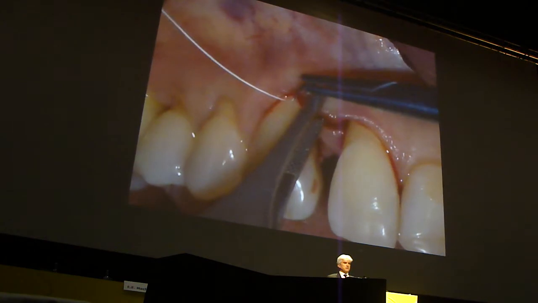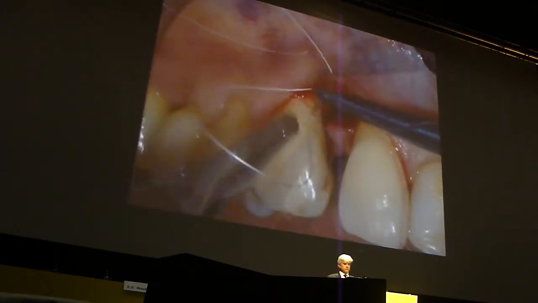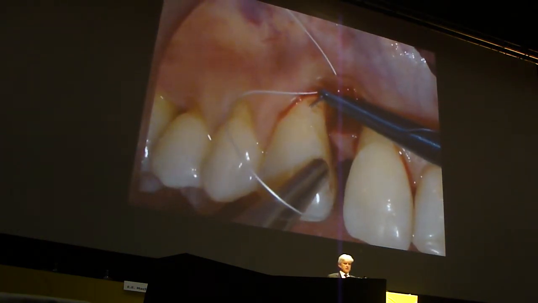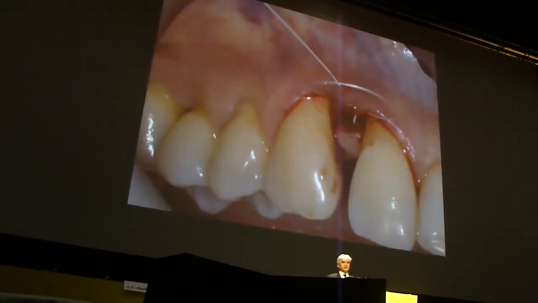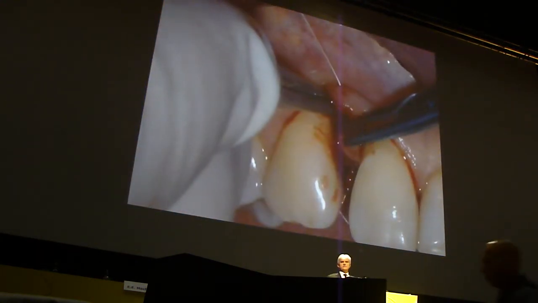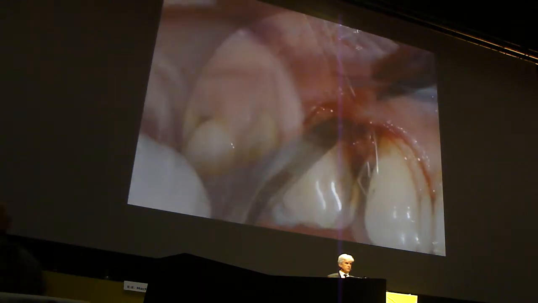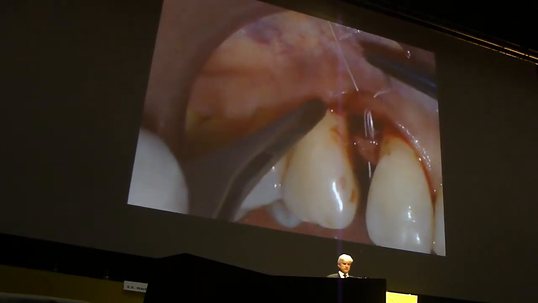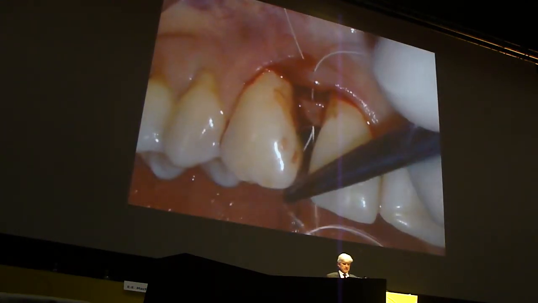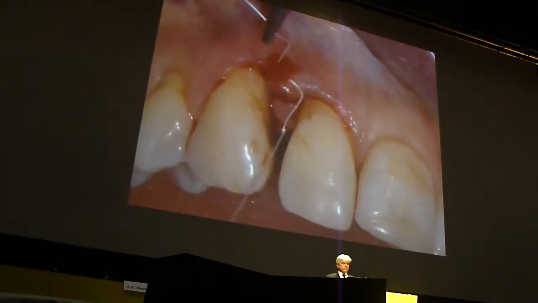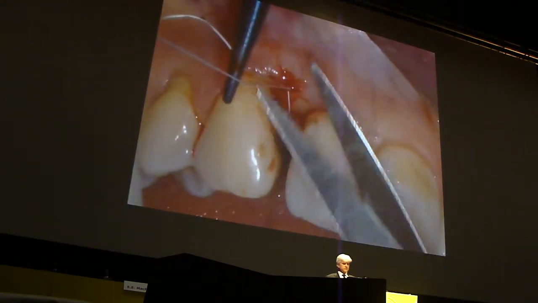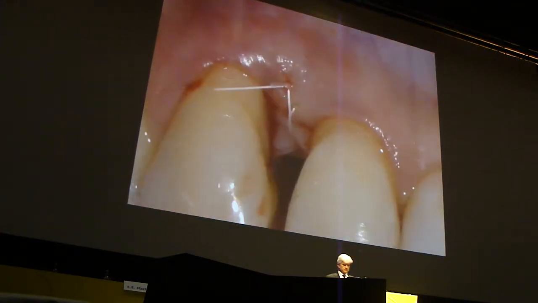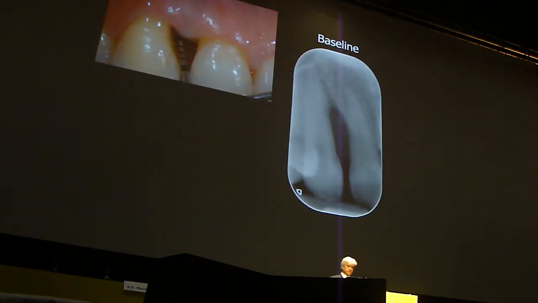Here we have the blood clot that was formed, and we are closing. We are closing with a vertical internal modified mattress suture, like we do all the time. We have been proposing this kind of suturing technique for years. And after primary closure, we send the patient home. So what we have seen here is the pure flap, and this is the performance of the pure flap.